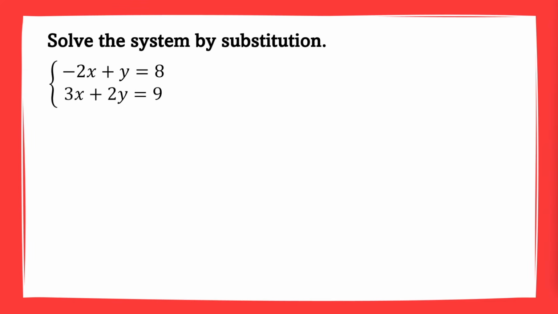Here, we're given two equations, negative 2x plus y equals 8, and 3x plus 2y equals 9. To use the substitution method, we first need to isolate one of the variables. The easiest one to isolate in this case is y in the first equation because it doesn't have a coefficient, it's just 1. Solve for y by adding 2x to both sides, giving us y equals 2x plus 8.